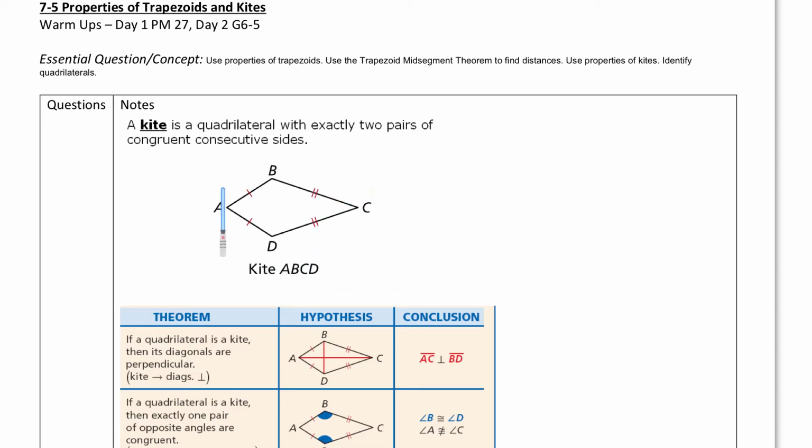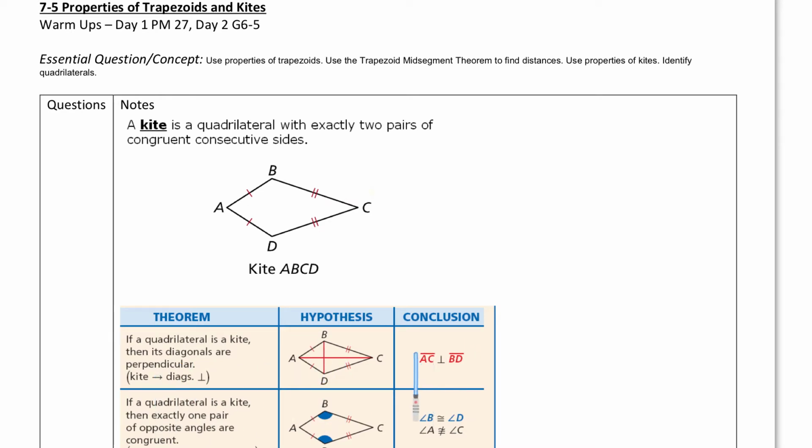As long as you've got exactly these two and exactly those two pairs of congruent consecutive sides, notice how the definition says exactly. So here are some properties that happen when we have a kite. First of all, the diagonals here will be perpendicular.